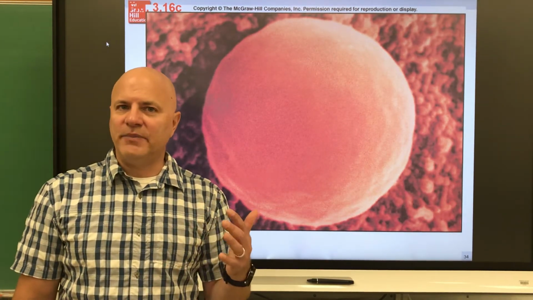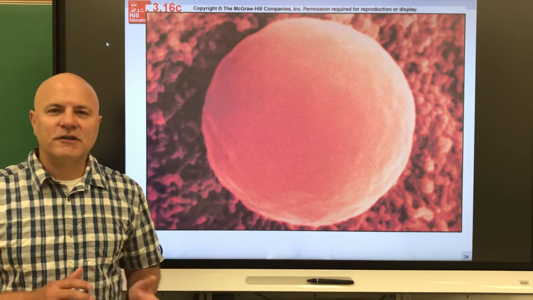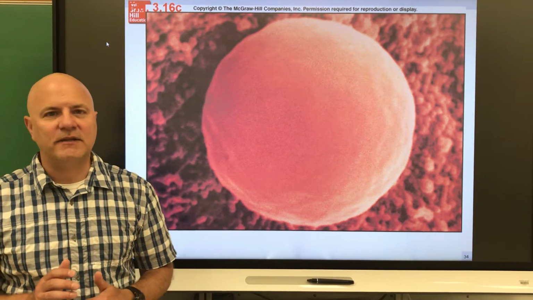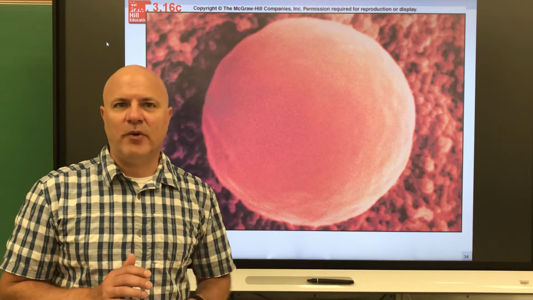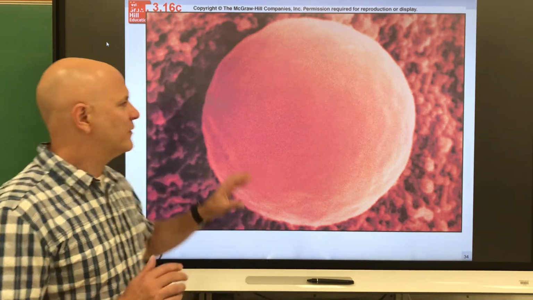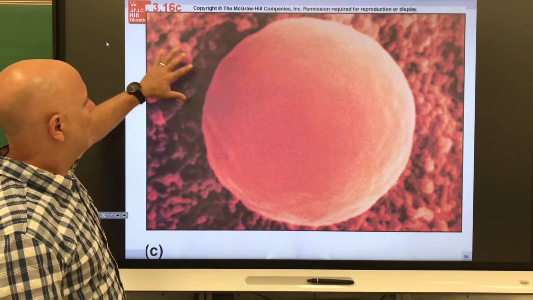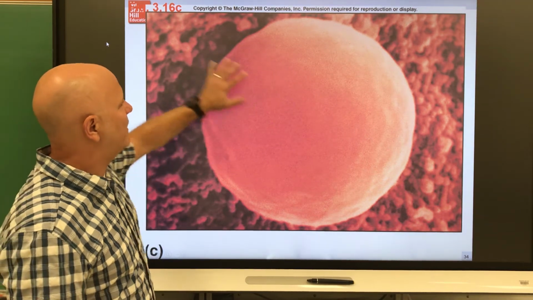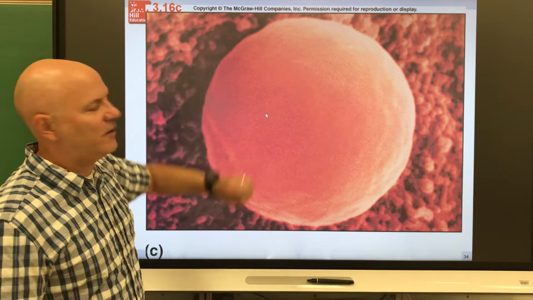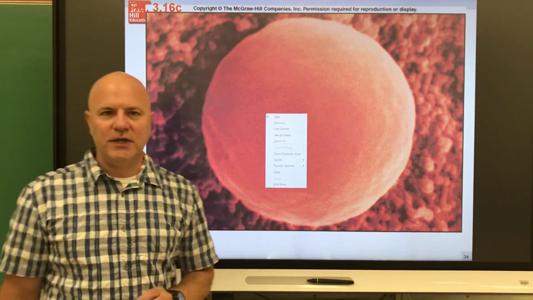If hyper is above, hypo is below. So this is a solution with a lower concentration of solids than cells, so less than a 0.9% salt solution. If we take a red blood cell and put it into a hypotonic solution, because there are more dissolved solids within the cell than outside the cell, water will enter the cell to equal out those concentrations.